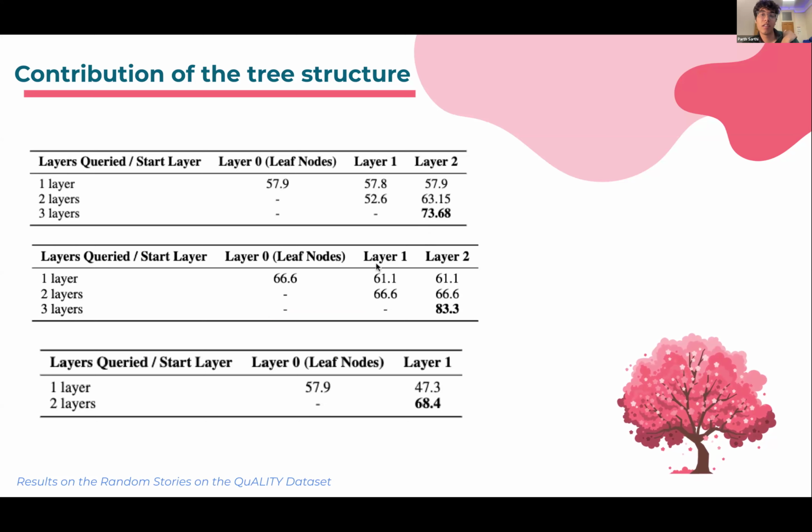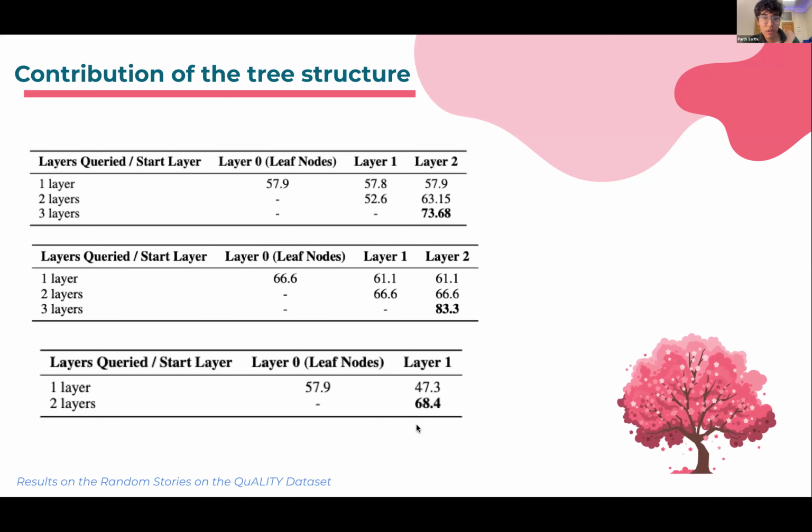But as you add more and more layers and start retrieving from all these layers, you can see that the quality consistently increases. This is from 3 random stories. Look at our paper, we have a lot more stories there, but you can see the general trend: as you add more layers and retrieve across all of them, accuracy increases from 57 to 73 here, 66 to 83, and then 57 to 68.